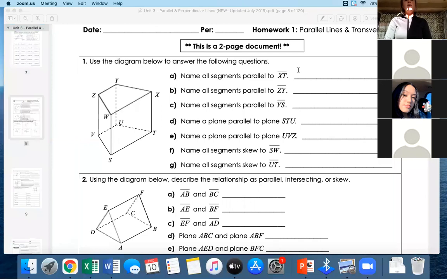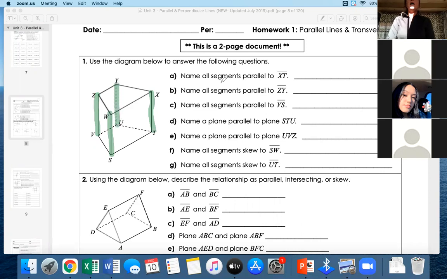So we're going to start by, this is normally a homework assignment, filling this in right now together, and then like you've been doing, you can just take screenshots of it. So let me go ahead and outline this so we're all on the same page. A wants all segments parallel to XT. So I'll highlight them, and I won't do that for all of them. Sorry, when I'm walking, my lines are not very straight.